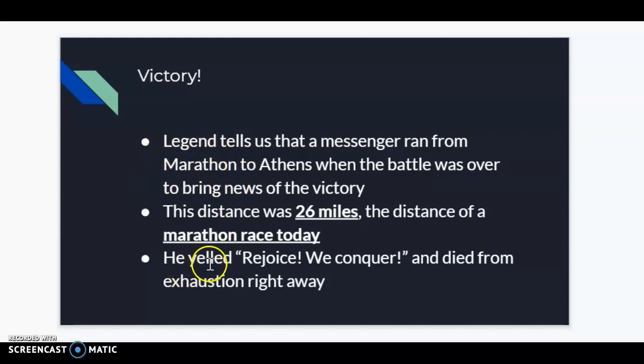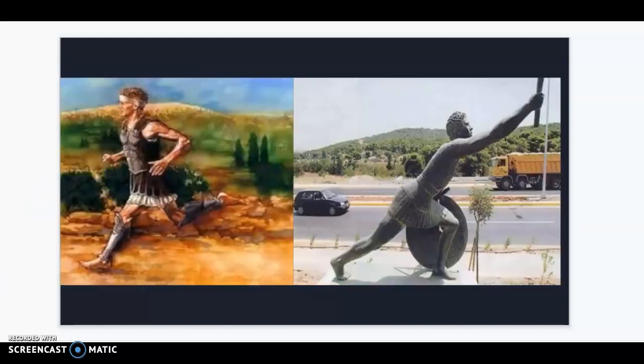And when he arrives, his name is, I think, Philippides, and he yells, "Rejoice, we conquer!" Legend tells us that he then drops dead from exhaustion on the ground after delivering this news. And that's what a marathon is named after, and that's why a marathon is these 26 miles. Here's an illustration of this Greek messenger running back to deliver the news. In Greece today, he is celebrated as the first runner of a marathon. That race gets its name because of the Battle of Marathon.